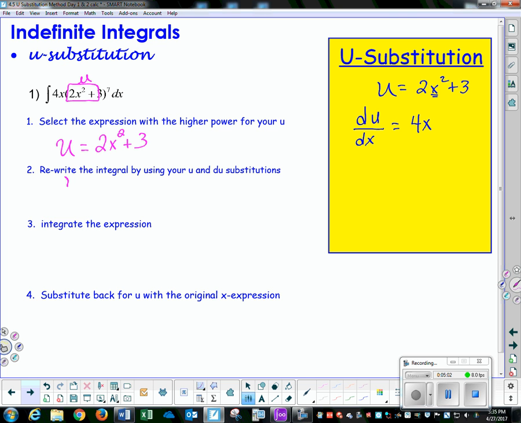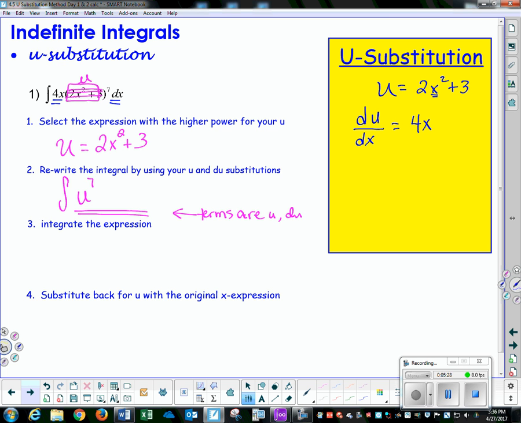What I'm trying to do is write everything now in terms of u and then du so that I can integrate it. I want everything to switch over. So far I figured out that I've got this much replaced and I'm replacing it with u. What remains is a 4x dx.